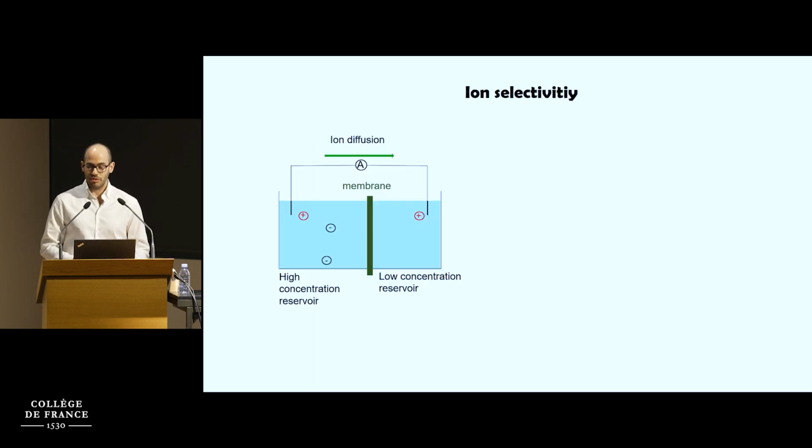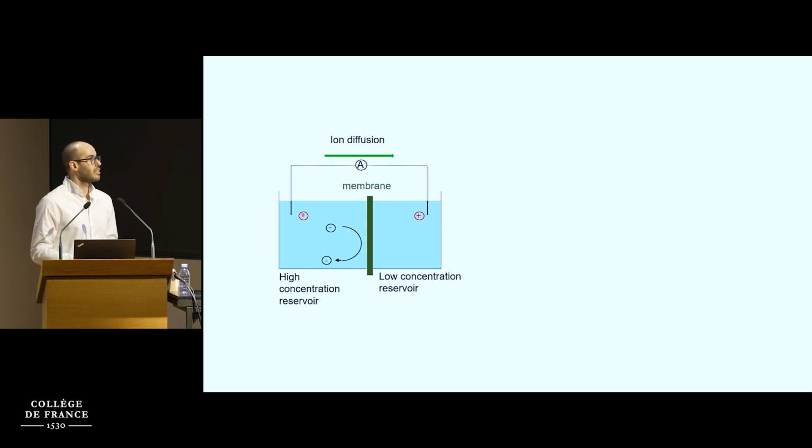Another interesting property of these crystals that is relevant for today is that they turn out to be perfectly selective to protons. To see this, we took these membranes that we make, and this time we use them to separate two reservoirs, one high concentration electrolyte and the other low concentration electrolyte. If your membrane is selective to the positive ions, the negative ions are repelled, the positive ions can go through, and because of this concentration difference, you create a current by diffusion.